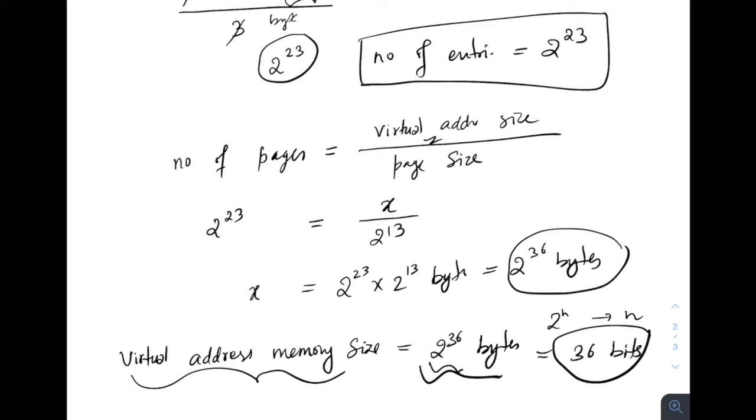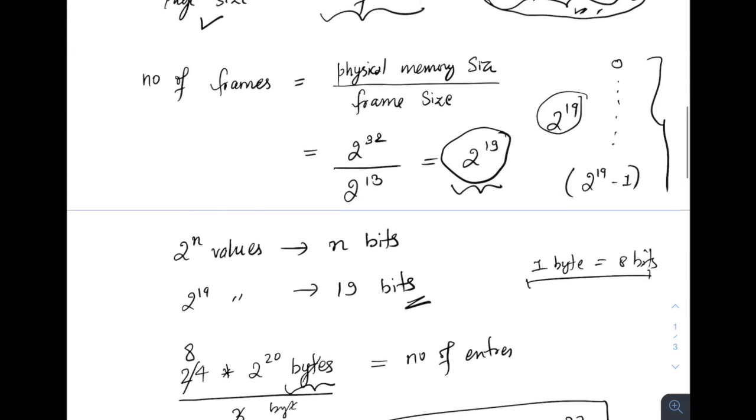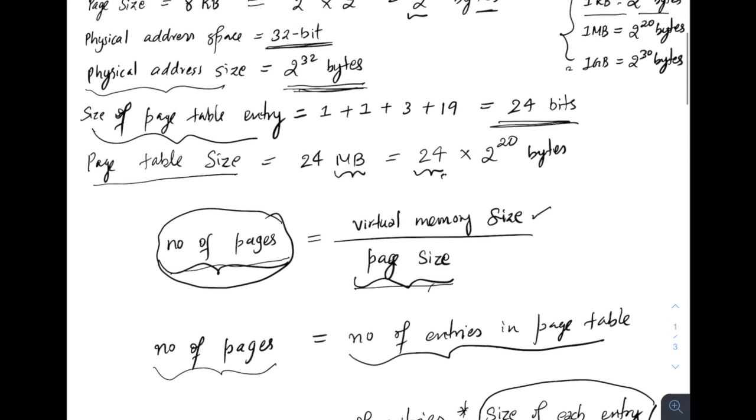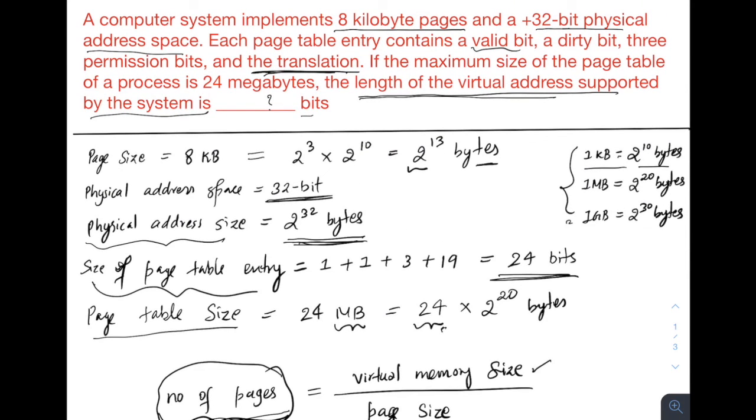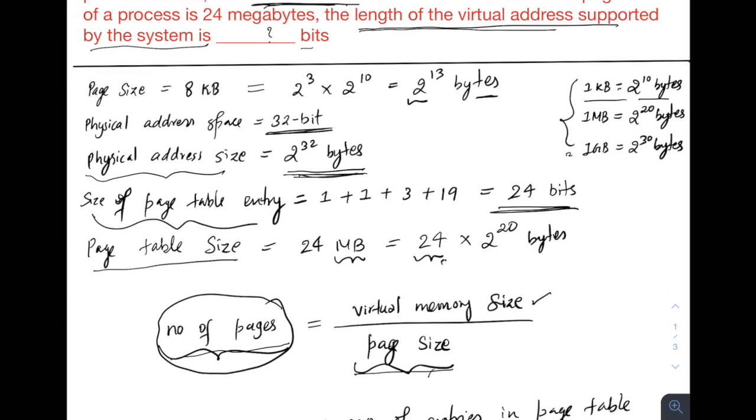And I hope you understood how, see, you have to look at the question and try to understand what they are asking and what information they have given. Then you have to relate it to the concepts of paging. Initially I wanted to find the length of the virtual address space, but I know that if I get the virtual address memory size, I can easily get the number of bits required. So my main intention initially was to calculate the virtual memory size, and I know only one relation.